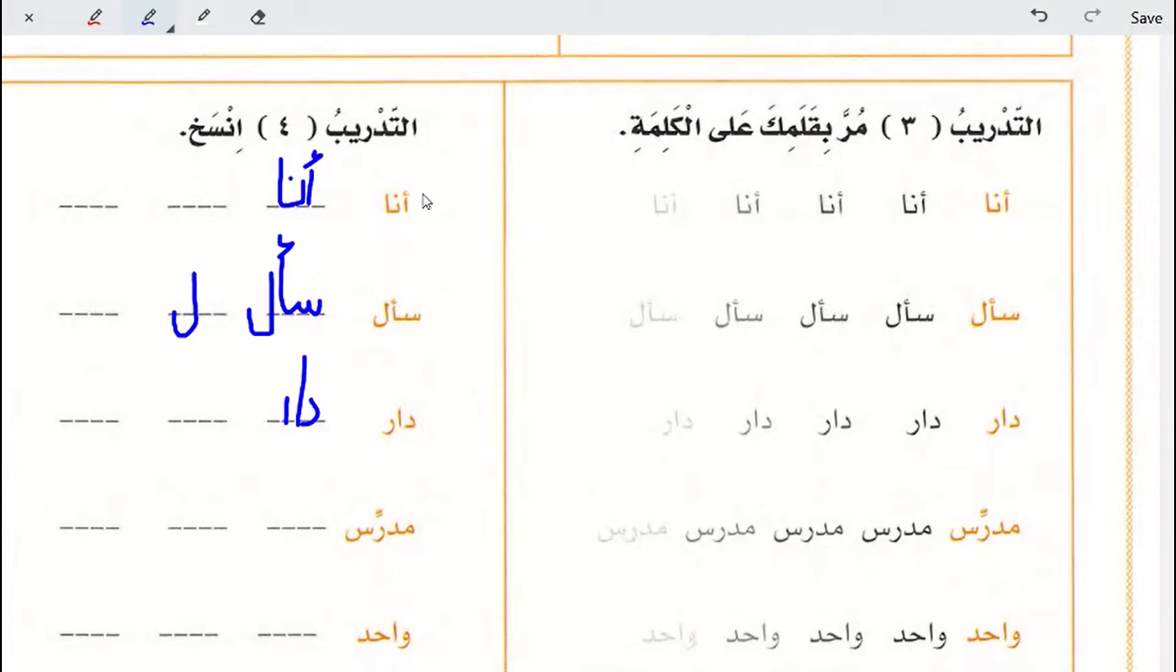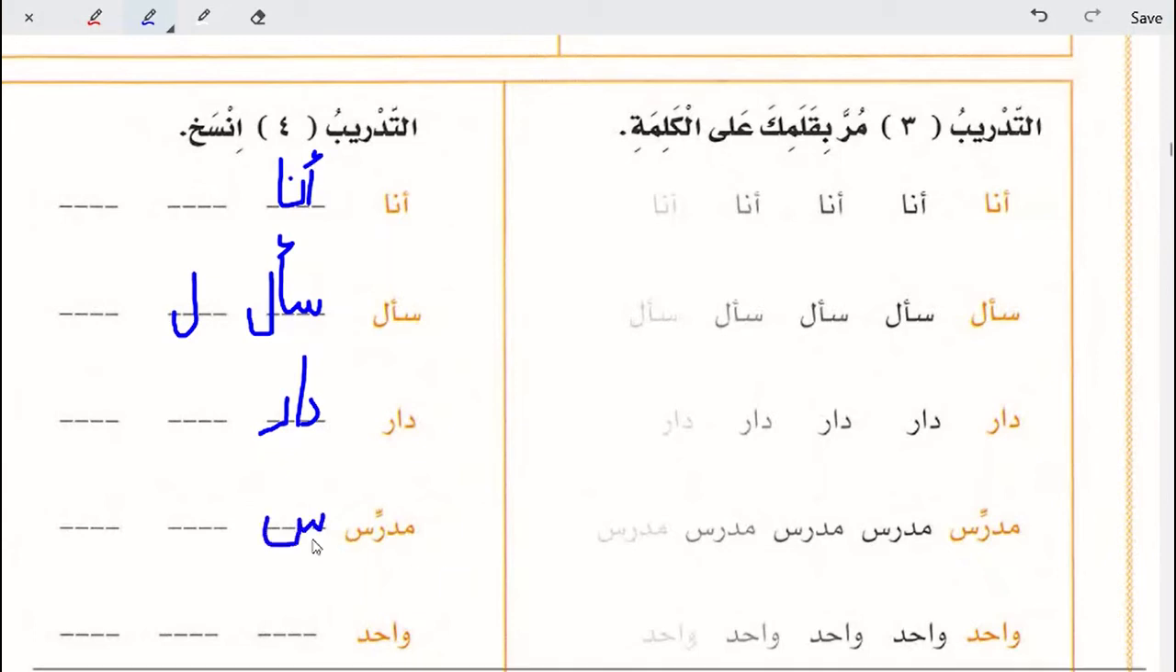But Ra, half of it will be above the line and half of it below the line. So in Mudarris, Meem and Dal will touch the line, but they will not go below the line. Ra, just like this, half above the line, half below the line. Seen, this part of Seen will touch the line, but it will not go below the line. And this part of Seen will be below the line like this.